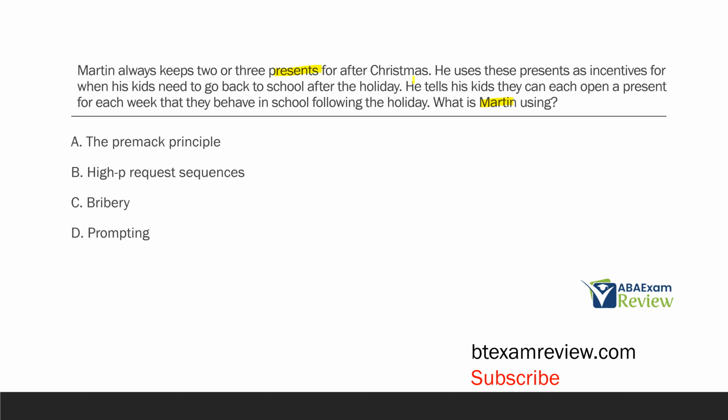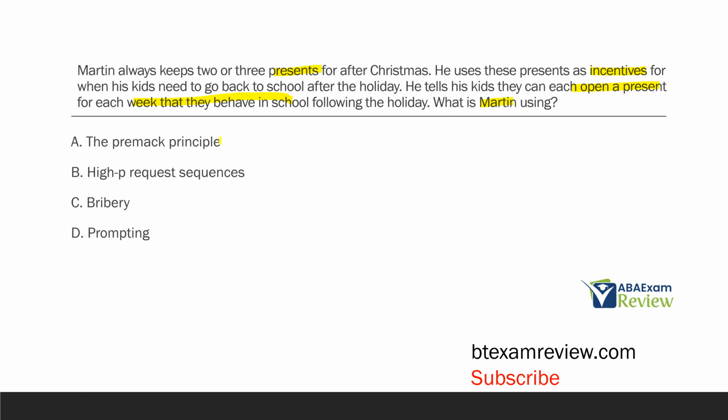Well, he has presents for after Christmas, and these presents work as incentives. So whenever you see incentives, start thinking about contingencies, start thinking about reinforcement. When we talk about incentives in ABA, we're typically talking about setting up contingencies. How do we set up contingencies? Well, we say, if you engage in this response, then you get this incentive. And those incentives are incentivizing engaging in their response. So his incentives are used to get his kids to go back to school after the holiday. The contingency is they can each open a present for each week that they behave in school following the holiday. So if they behave in school, then they can open a present.